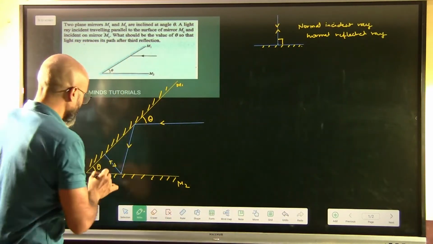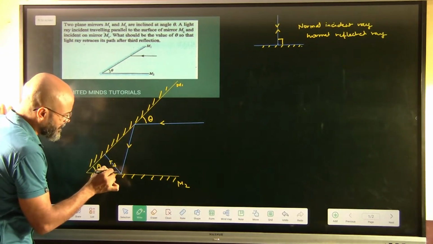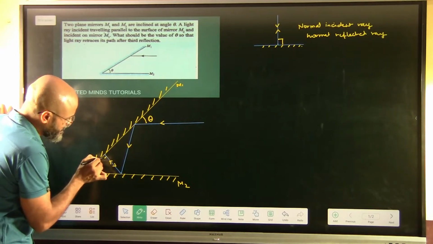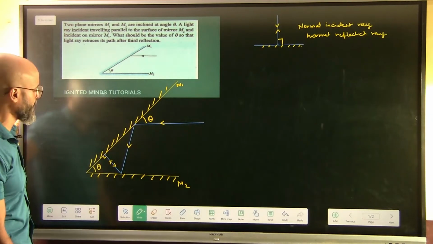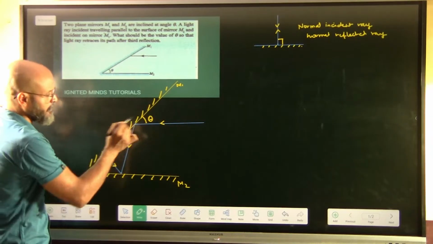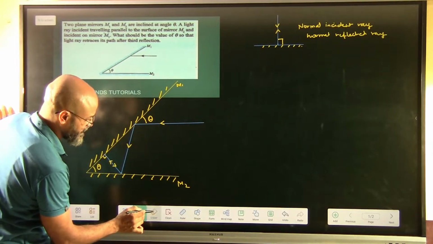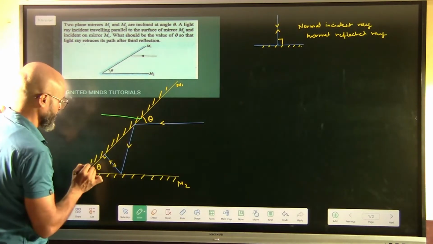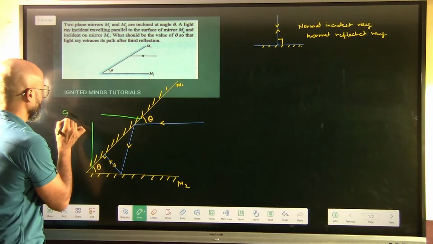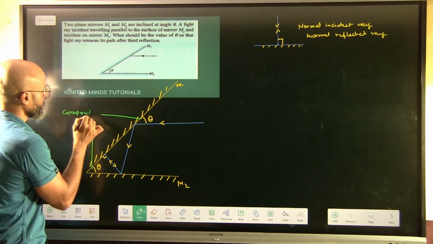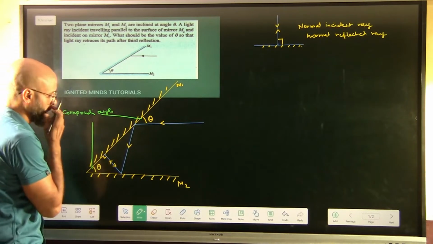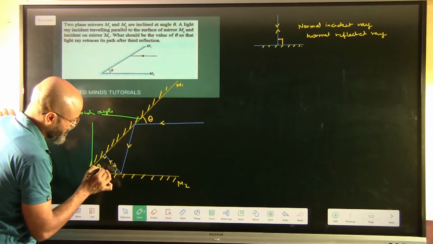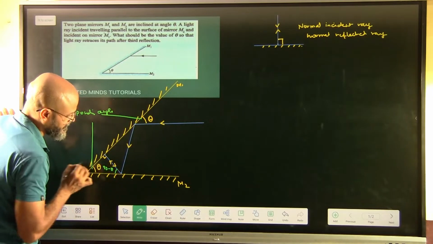In the same way, since the light is retracing its path, it is coming back along the same path. So definitely this angle has to be 90. These two are equal, being corresponding angles: this theta is equal to this theta. Here we have 90 and this is theta, so this angle will be 90 minus theta.